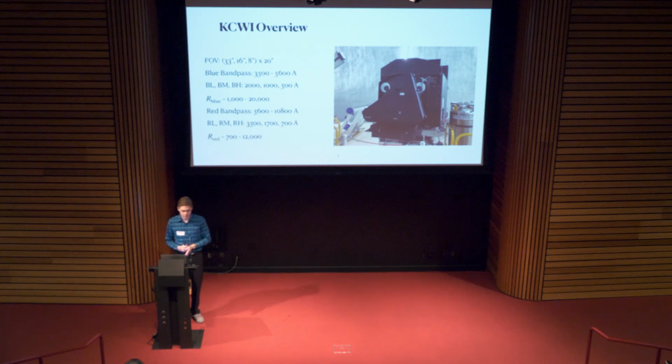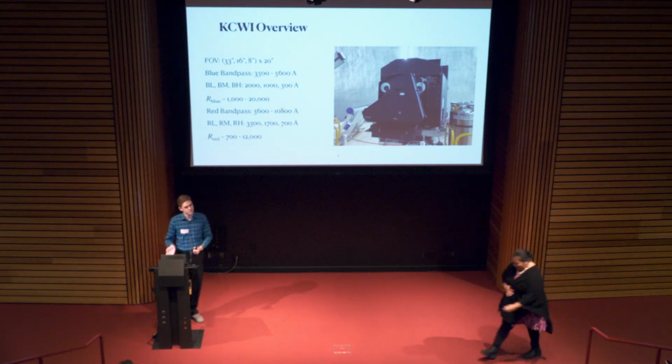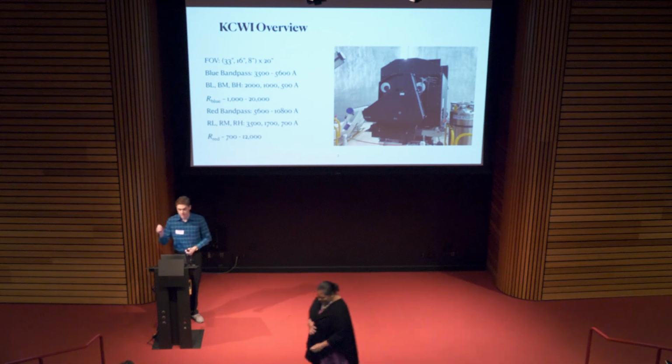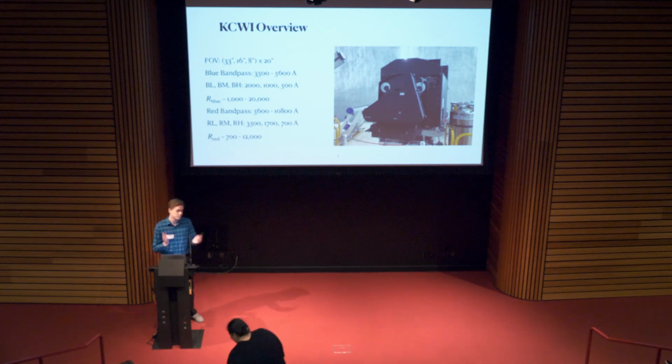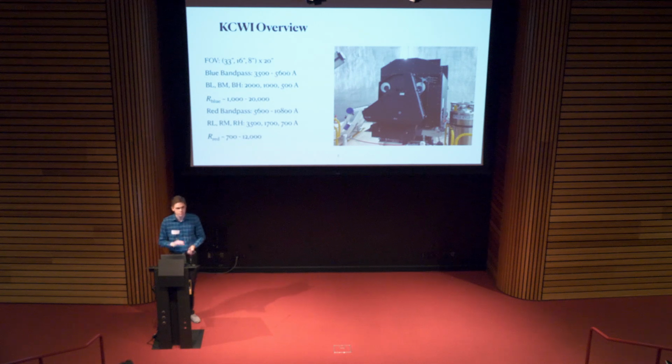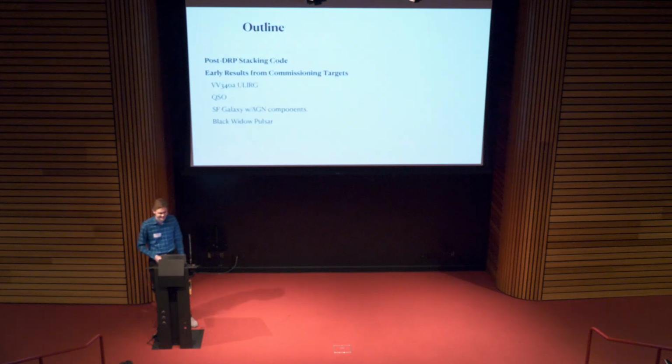You have a slew of gratings on both the blue and the red channel of varying resolutions to suit your science needs, and as a result you have different band passes and resolutions, sort of ranging between the 1,000 to 20,000 range on the blue, 1 to 10,000 or maybe 15,000 on the red. This, as you can see, is an image of KCWI sitting on the Naismith deck with a little bit of cabling. It's having a bad hair day, and it has googly eyes.